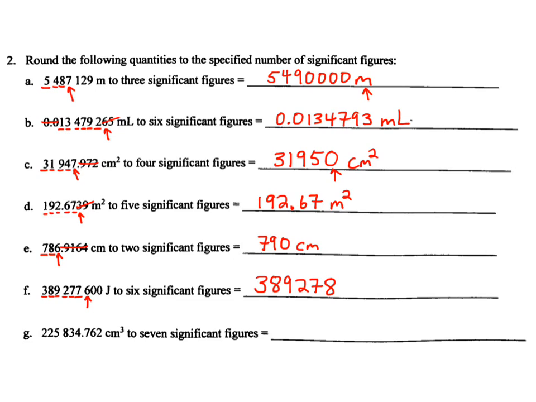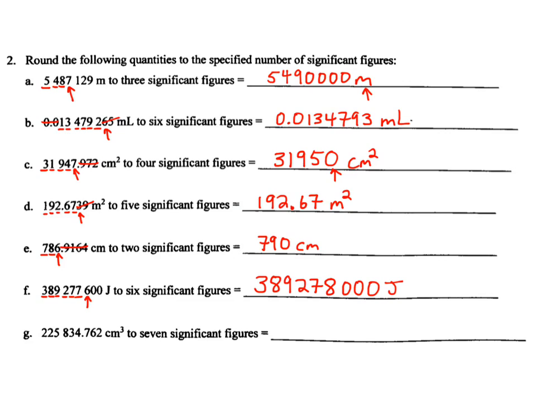Now, once again, we have 389,278 so far written, but the number that we're given is 389,277,600. That's not going to round down to 389,000, so we need to add on those final 3 zeros to make sure that we are in the hundreds of millions and not the hundreds of thousands. So we have 389,278,000 joules. And all those zeros at the end are not significant because it is a whole number and they are not followed by a decimal point.